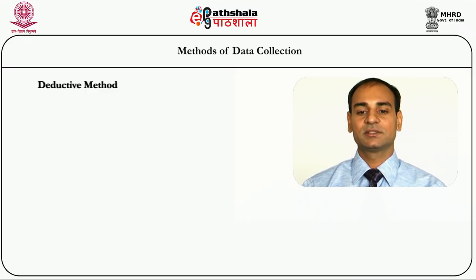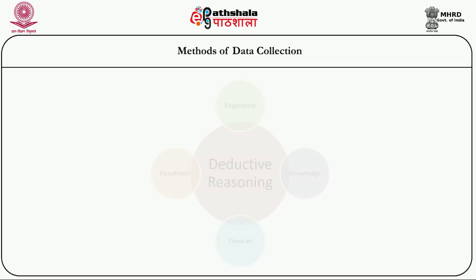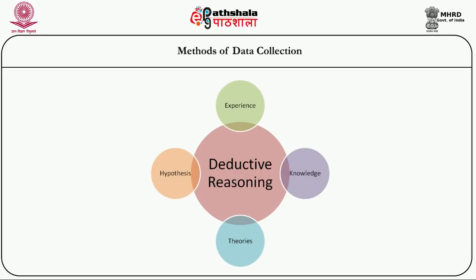For deductive reasoning, certain concepts and elements are necessary to proceed with this reasoning, that is experience, knowledge, theories and hypothesis. On the experience, gathering of the information, certain knowledge is formed. With the synthesis of experience and knowledge, any hypothesis can be propounded, and that hypothesis is the directive to collect the data for research. This is all the deductive reasoning.